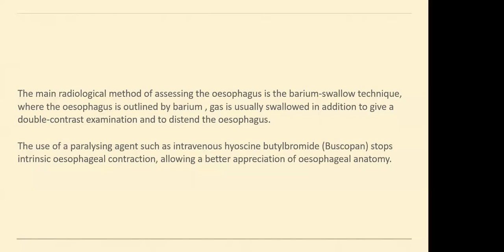The main radiological method of assessing the esophagus is the barium swallow technique, where the esophagus is outlined by barium. Gas is usually swallowed in addition to give a double contrast examination and to distend the esophagus. Sometimes a paralyzing agent such as Buscopan is used to stop esophageal contractions, allowing a better appreciation of anatomy.